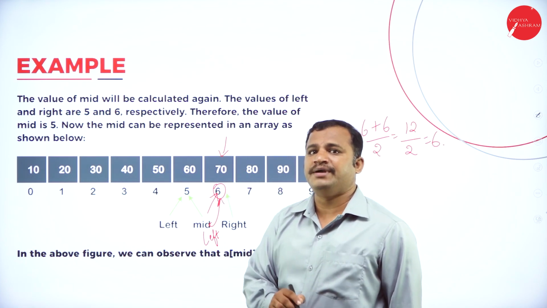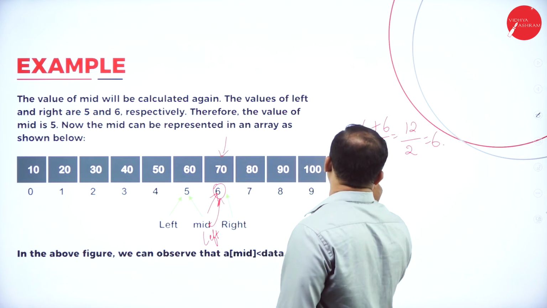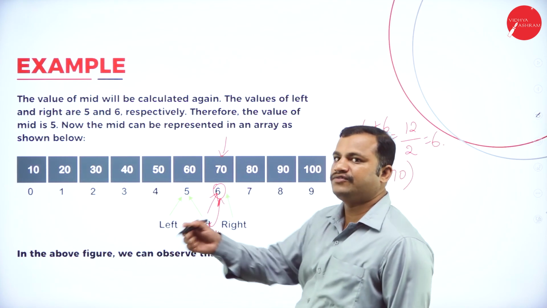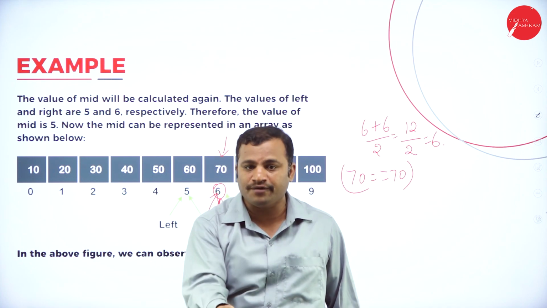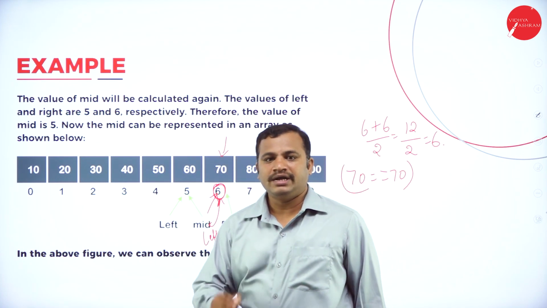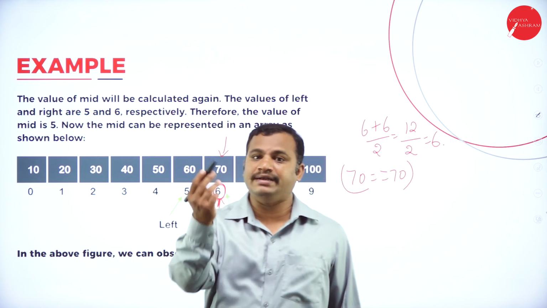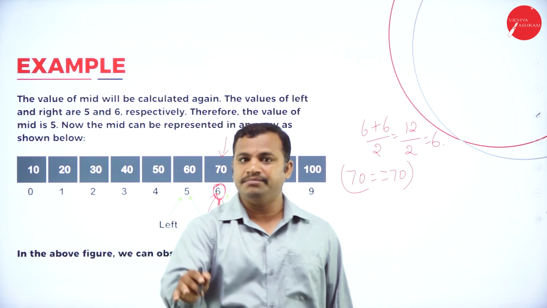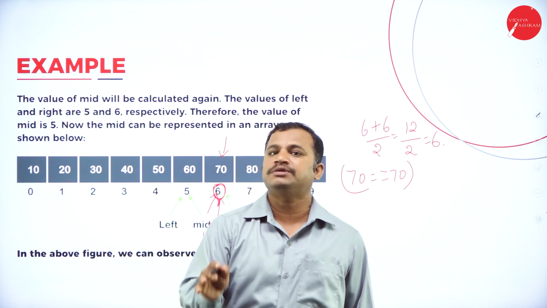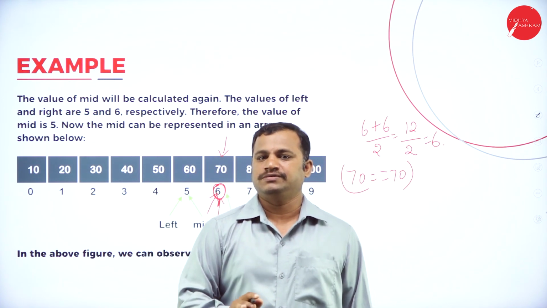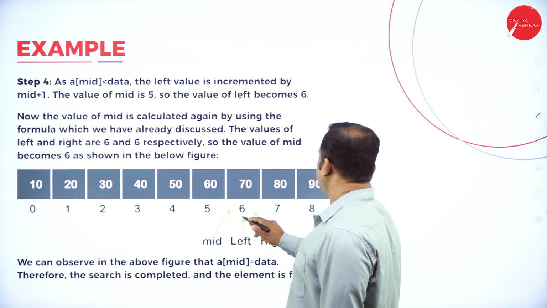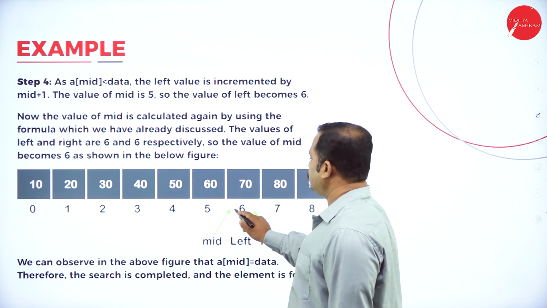Then now, whether A of mid is what? 70. 70 is equal to 70. Yes, it is equal to 70. If that is the case, return the position of that middle element. What is that position? 6. Return the mid. Return mid, not A of mid. That is the position. The element which you are searching for is present in the location 6. So this is my left and this is my mid. Now mid becomes the position 6.